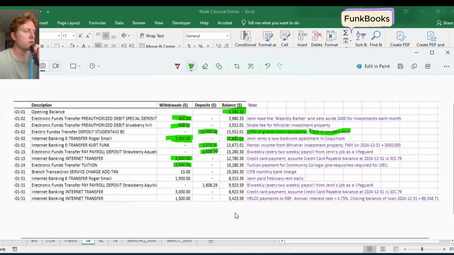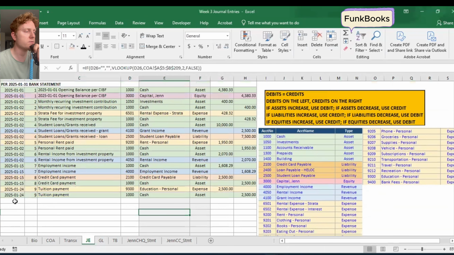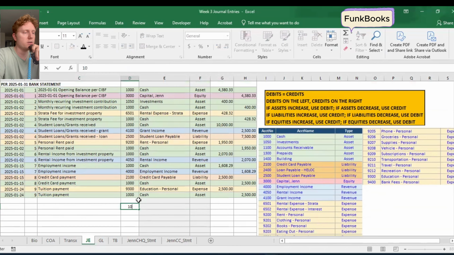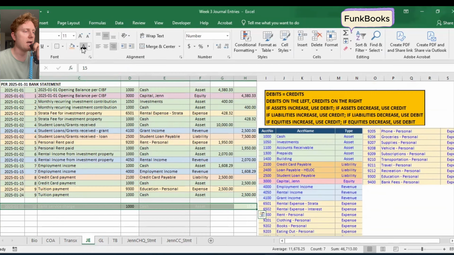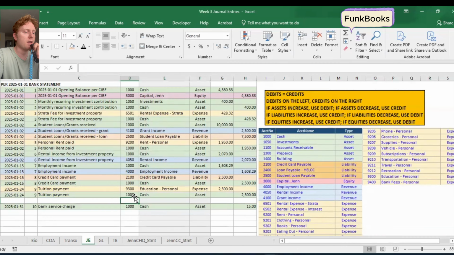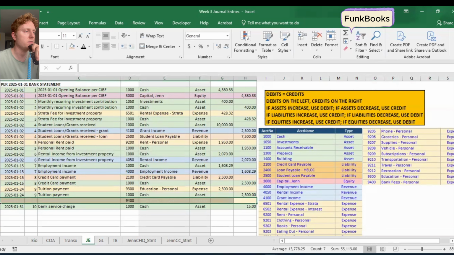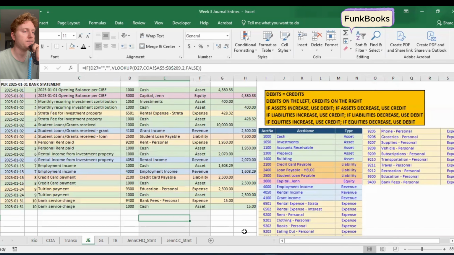What is next? Okay, service charge, right? We lose $15, so we credit cash for $15, right? So I'll put our cash credit, second line. Cash goes down and we have another expense. So expenses decrease owner's equity, and we should have some sort of bank fees, personal, right? So let's throw that in there, 9,400. So we have our bank fees personal being used there. So that's good.